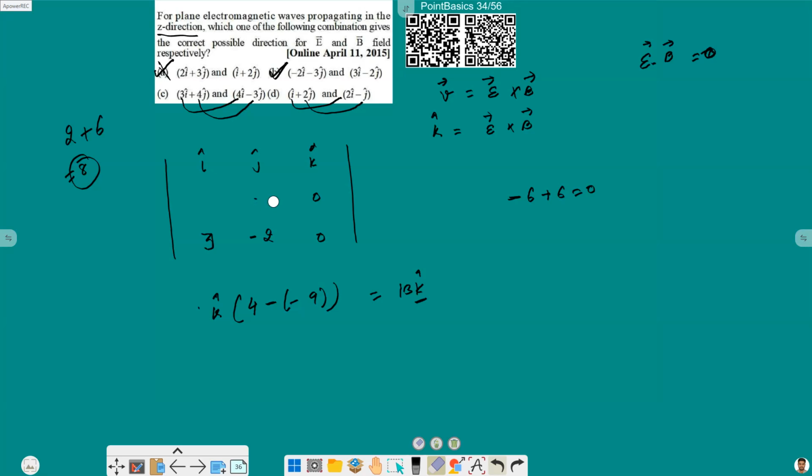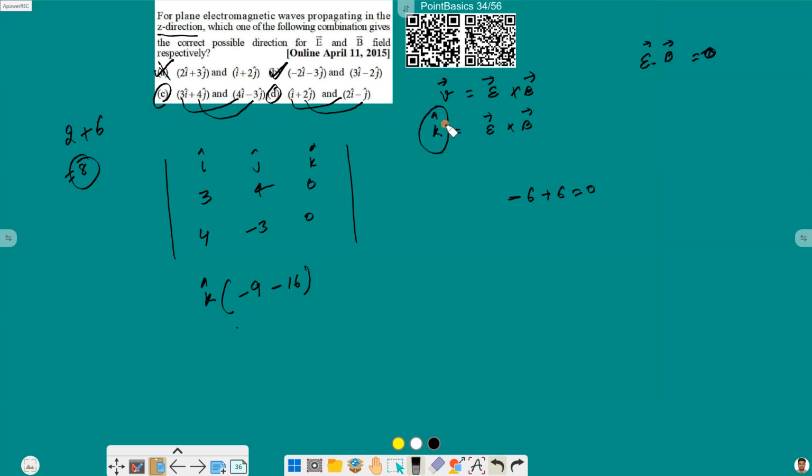So for that, let us clear this and check for the direction. For 3 4 0, that is electric, and magnetic 4 minus 3 0, if we check the K component here, we will get minus 9 minus 16. So this component will be negative. And similarly for option D, the k component will be negative. So both for option C and D, the direction is in the negative k direction, whereas as per the question, it is in the positive k direction. So both C and D get cancelled. So the only option left is option B here.